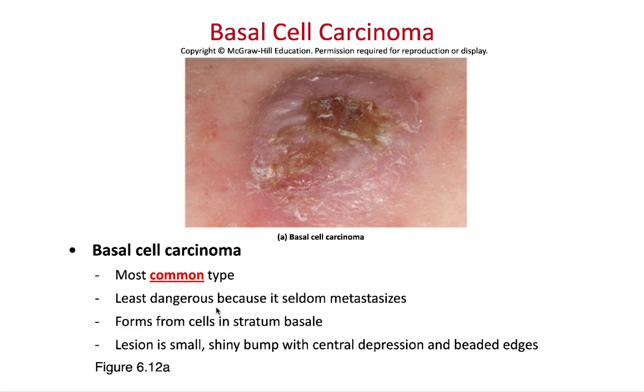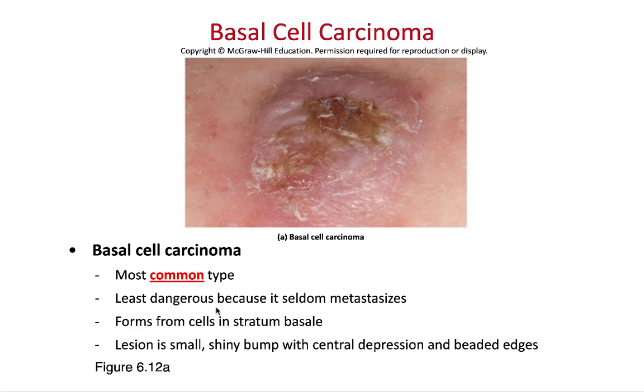Oftentimes, if somebody has a basal cell carcinoma, I'm thinking of my father-in-law right now, you can just take a little blade and pop it off with a knife. You bleed for a little bit, put a Band-Aid on it, you're fine. They're very, very treatable. A lot of times they'll just use liquid nitrogen, just like freezing off a wart, and they'll remove it from you.